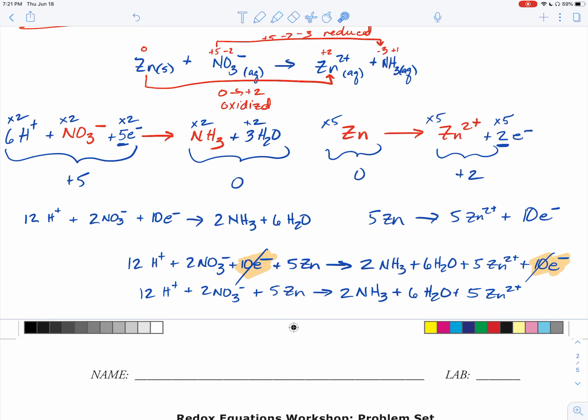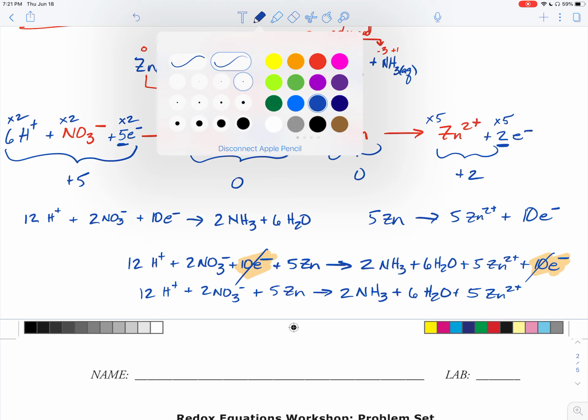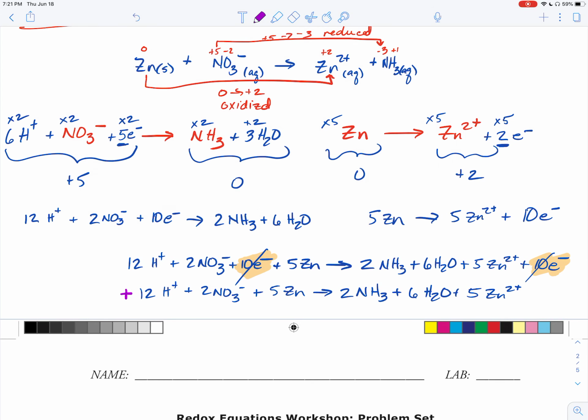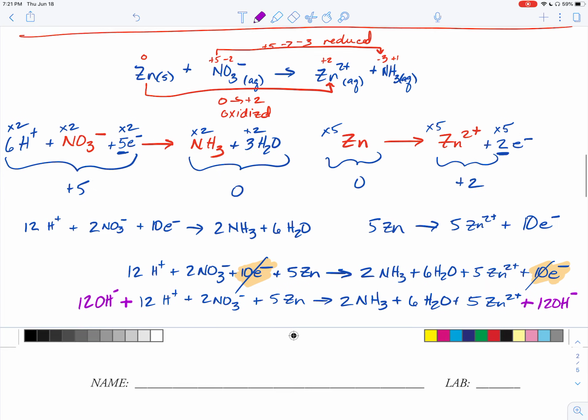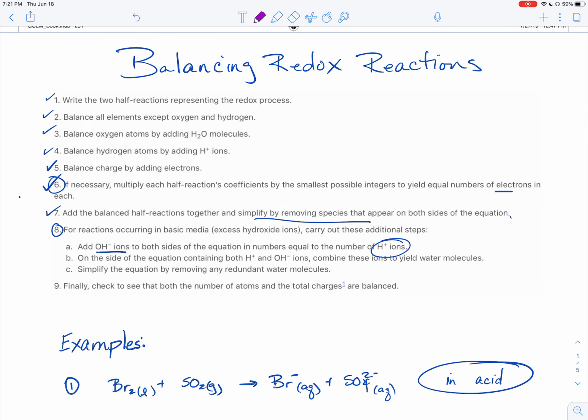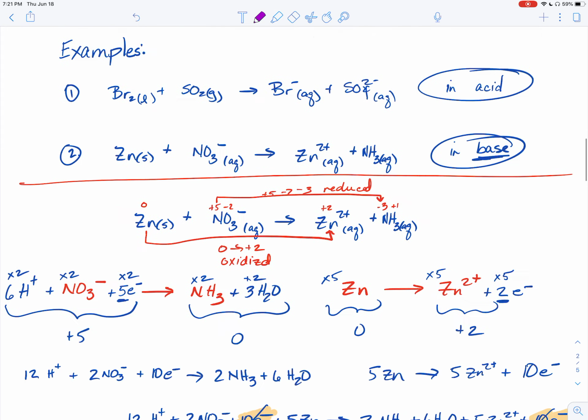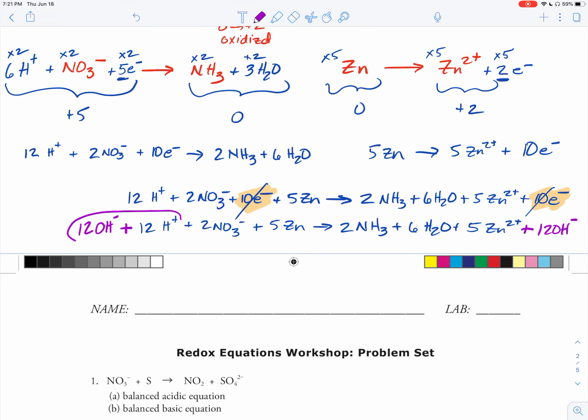Well, there are 12. So what I'm going to do is I'm going to add, and let's do this in a different color, we're going to add to both sides, it said to both sides, the same number of OH minuses. So that means I'm going to have 12. Okay. Now, and then what it's going to say is part B. It's going to say on the side where you contain both H pluses and OH minuses, combine them to make the water molecule. So that means that this particular part right here is now going to become water. So you have 12 H2Os here. Okay, so we're just going to essentially remove that and put 12 H2Os in its place.